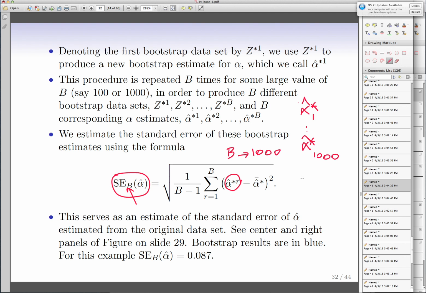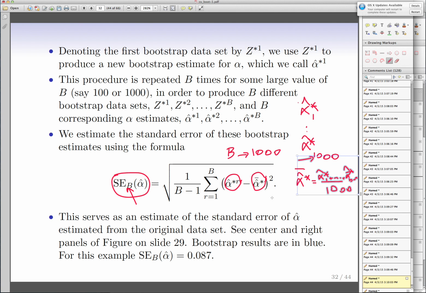So we did it 1,000 times, and the average of all these 1,000 times is alpha hat star bar, and that's alpha hat star 1 up to alpha hat star 1,000 divided by 1,000. And by the way, here B is 1,000. This is the last one we had. So this is alpha hat star 1. So in order to find the standard error, you just subtract the first alpha hat star from this mean, square it, add it up to the second alpha hat star minus this value squared, and so on and so forth.